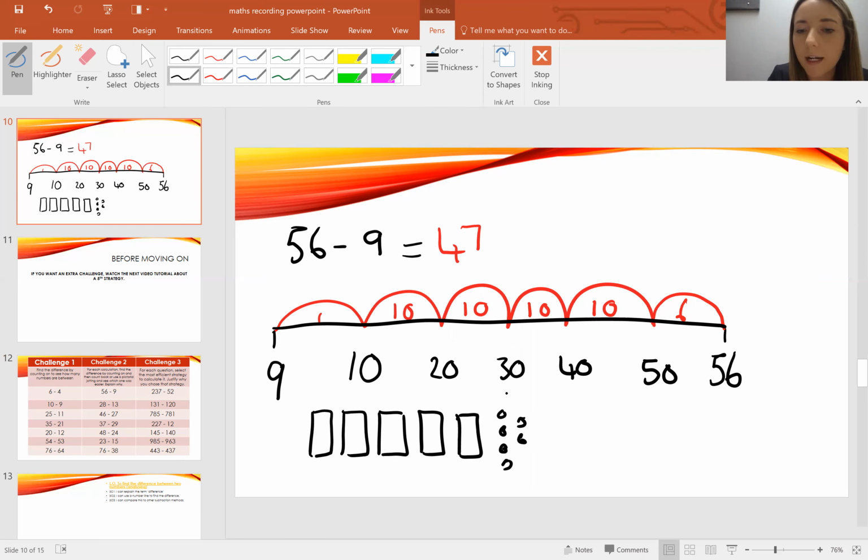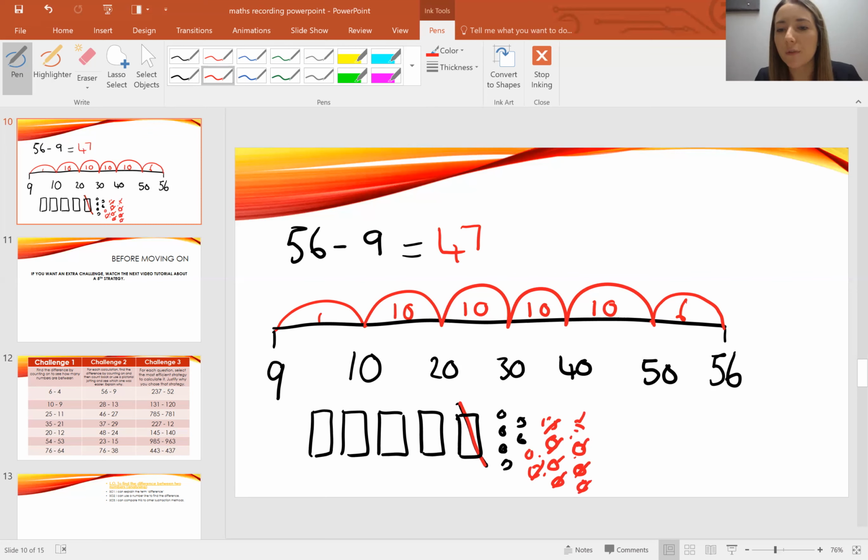I need to take away 9. Have I got enough? No, I need to regroup. And now I can subtract my 9. 1, 2, 3, 4, 5, 6, 7, 8, 9. And now I can see how much I've got left.